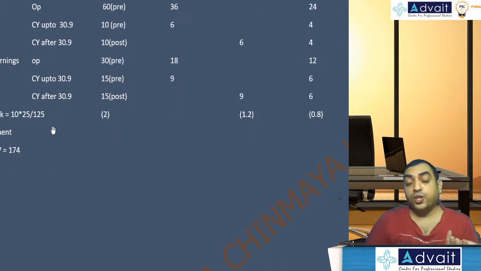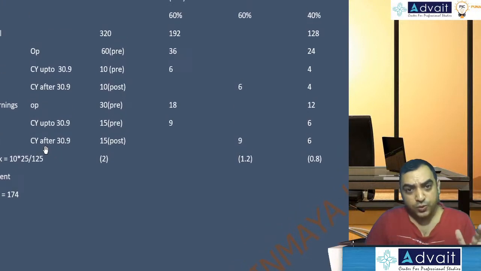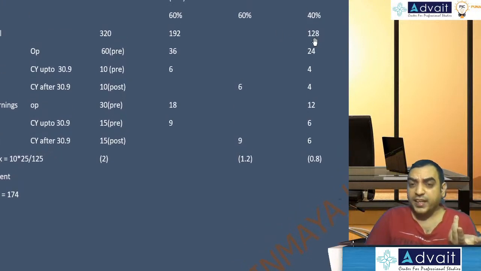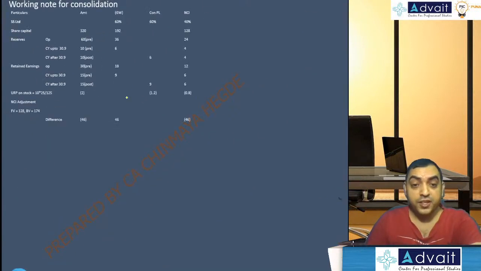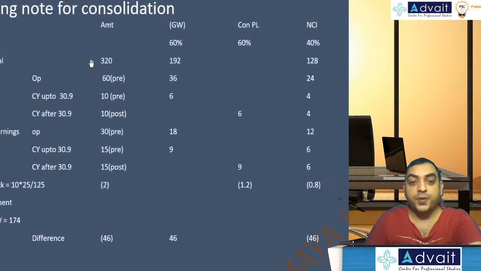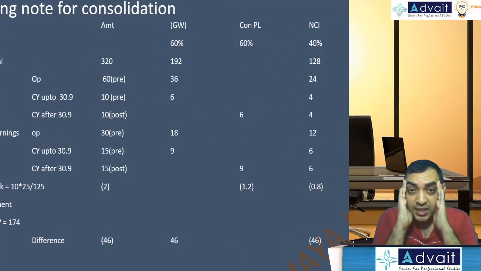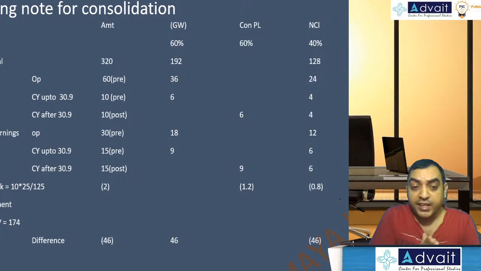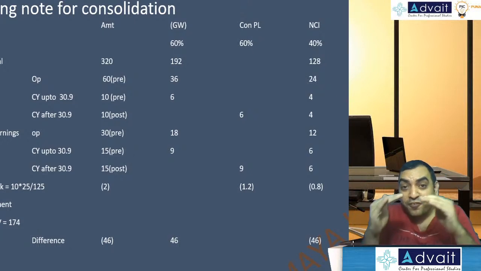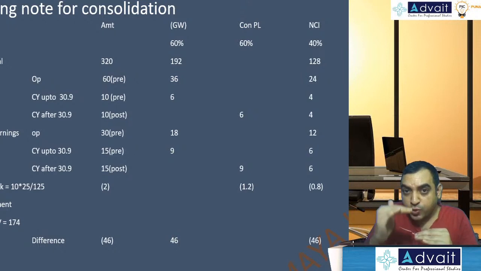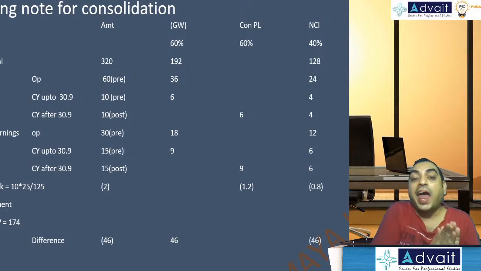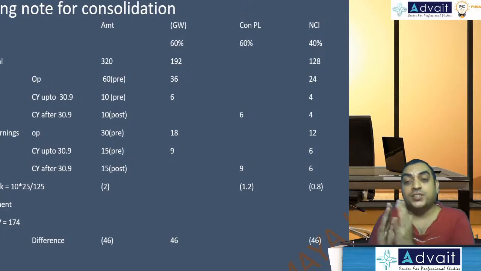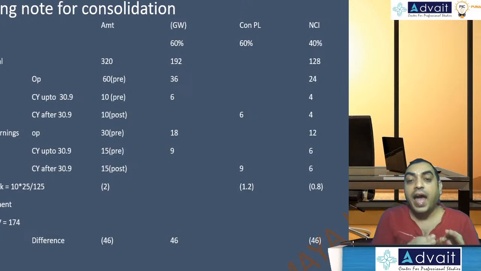But what is the fair value? They said fair value, take it as face value. What is face value? 128. Face value is 128. Book value is 174. So what is the difference? The difference is 46. And what should we do with respect to 46? Please focus. Fair value 128, book value 174, fair value is less. Therefore, I should subtract it in NCI and add in goodwill.